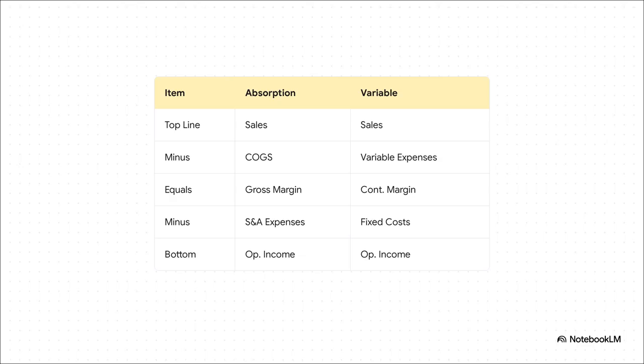Under absorption costing, we deduct cost of goods sold to arrive at gross margin. But look at variable costing. We deduct variable expenses to arrive at contribution margin. Gross margin and contribution margin are not the same thing. Absorption groups cost by function, manufacturing versus non-manufacturing. Variable groups cost by behavior, meaning variable versus fixed.